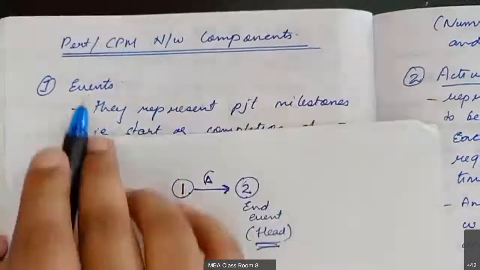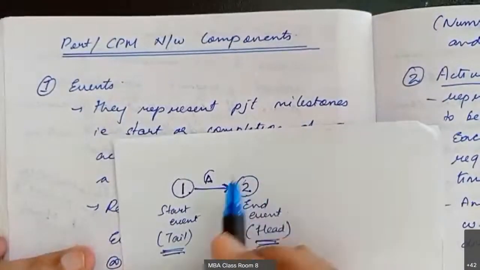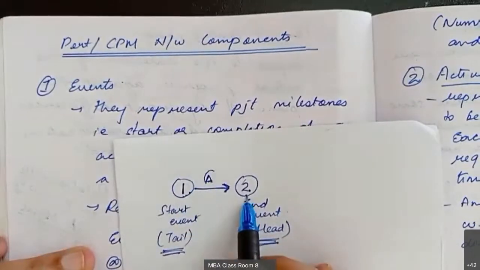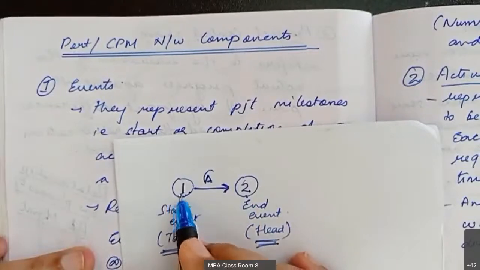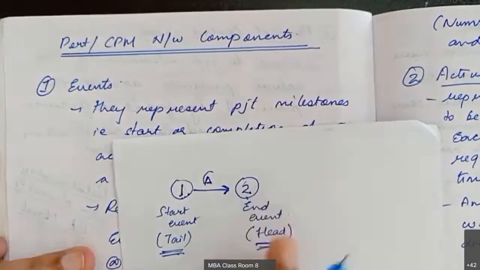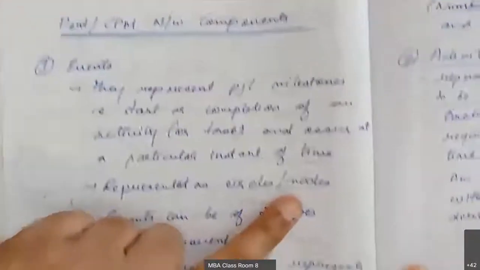So we were thinking about events. Events means these circles are called events, and there will be 2 events written for one activity. The first event is the starting, the second event is the ending of the activity. Clear? Now they are represented by circles, so the circles are also called nodes.